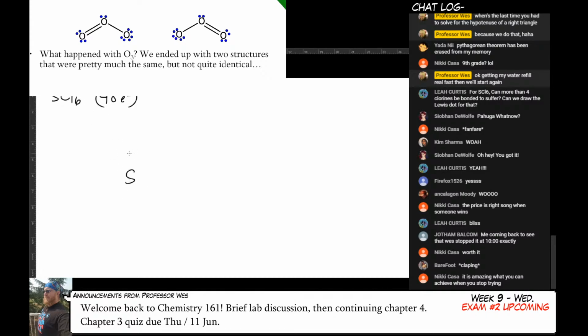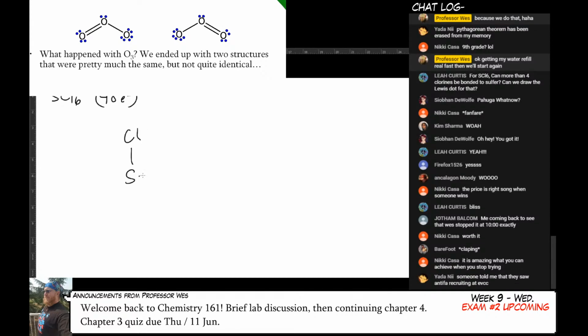So because sulfur can break the octet rule, we can just put as many things around it as we want to.